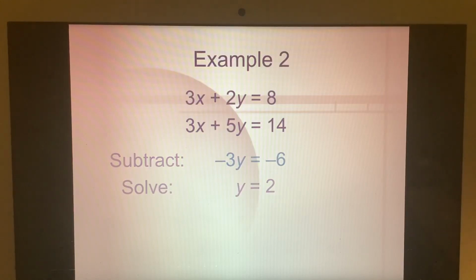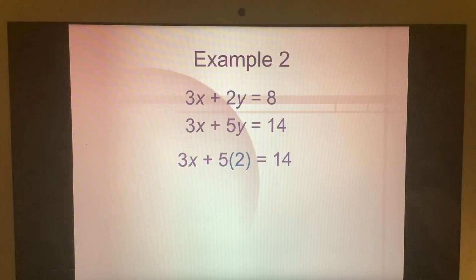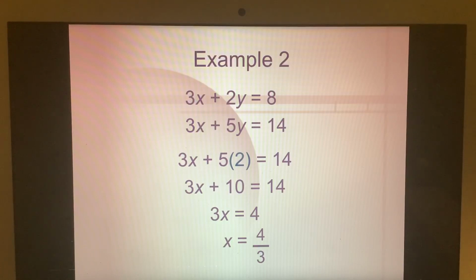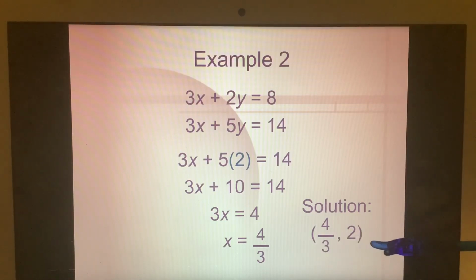Then I can plug that positive 2 back into one of the equations, and you can choose either one. So 3x plus 5 times 2 equals 14, and then you simplify that, and then you solve for x, and x equals 4/3. So for this, our solution is 4/3 and 2. 2 is a y right there.